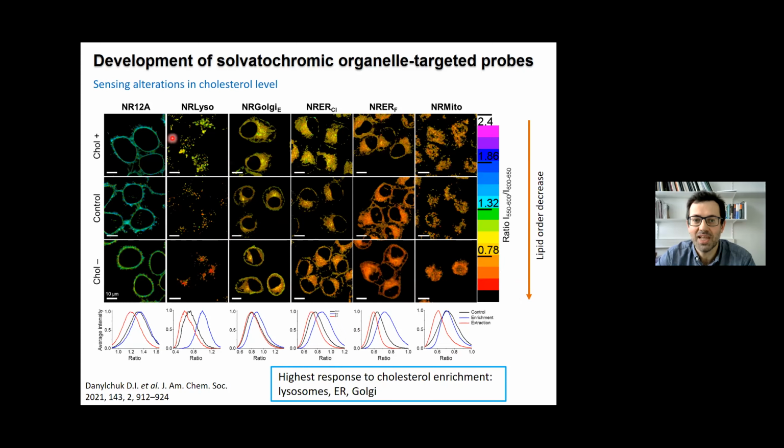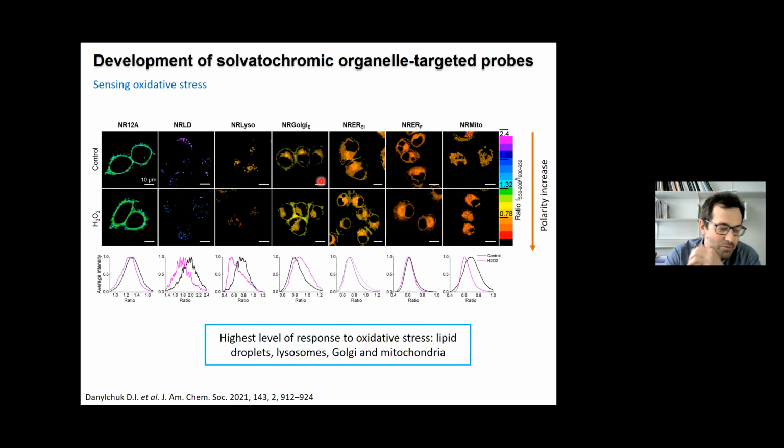And then when we added cholesterol, the effects were opposite. The effects on the plasma membrane were rather weak, and on mitochondria as well, but they were much stronger for all other organelles, especially for lysosomes and Golgi, and these are the organelles which lack cholesterol. So the addition of cholesterol influenced these organelles more.